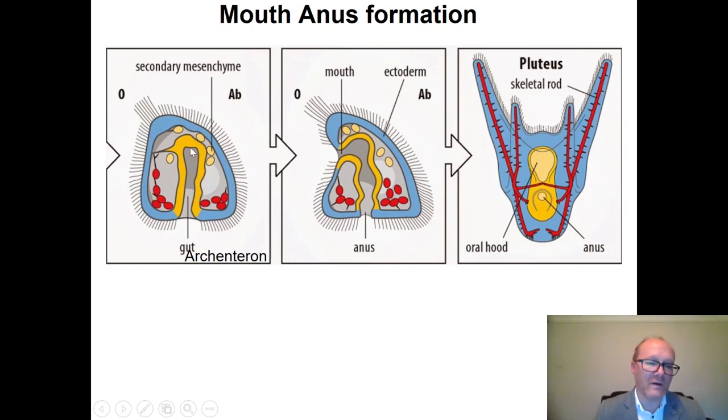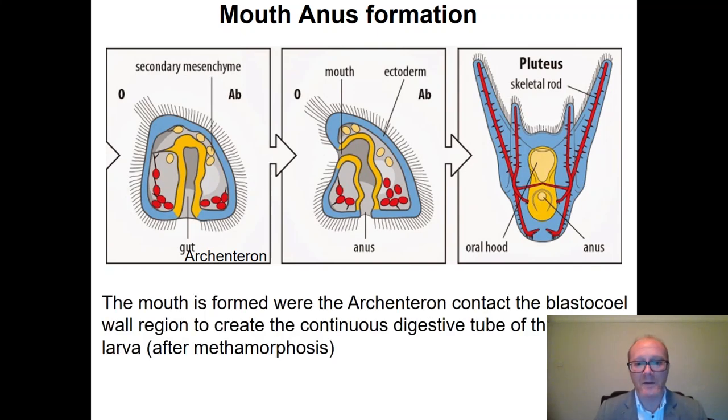The filopodia already make this grow quite a lot, and at one point the upper part of the archenteron will contact the blastocoel surface. And when this happens, the blastocoel and the archenteron fuse together and create an opening. This opening is going to be the future mouth. Okay? The future mouth. And the blastopore now will become the future anus. So the blastopore is here, this opening here, and will become the future anus of the animal.